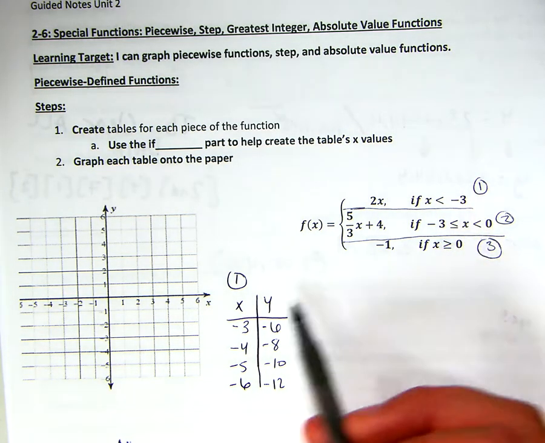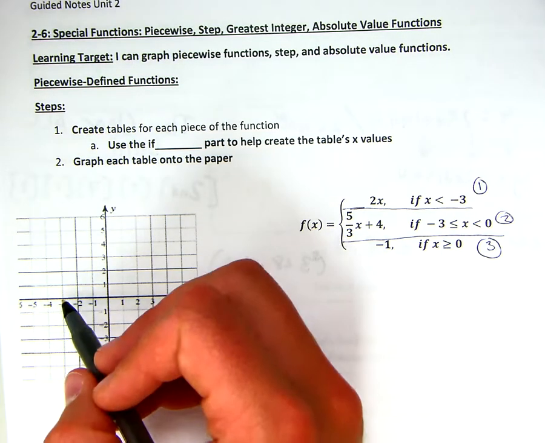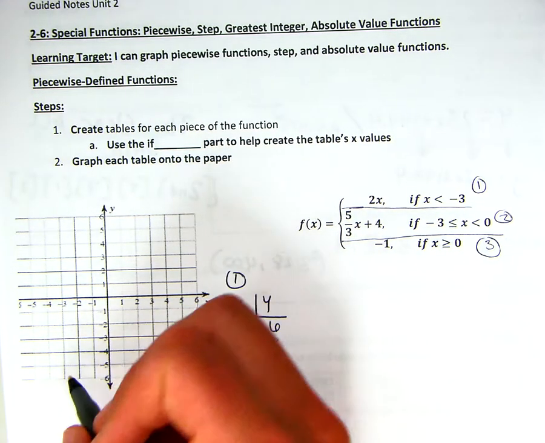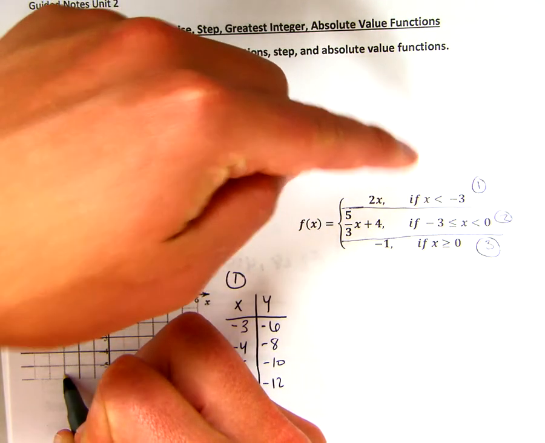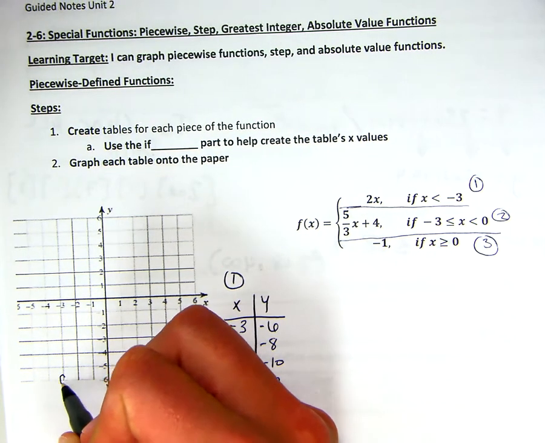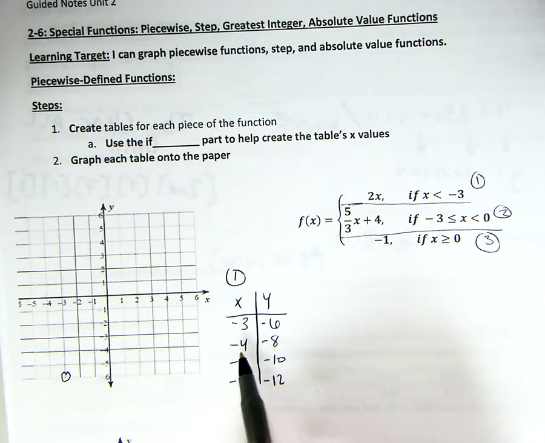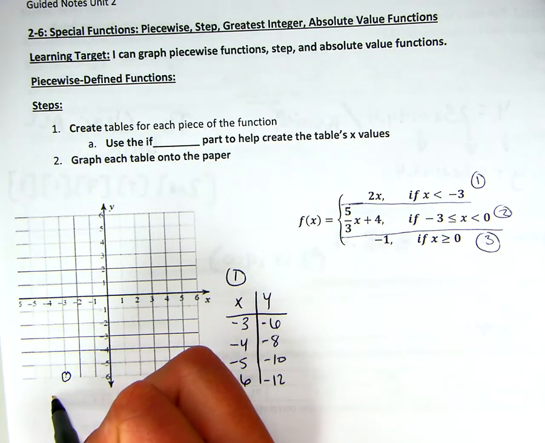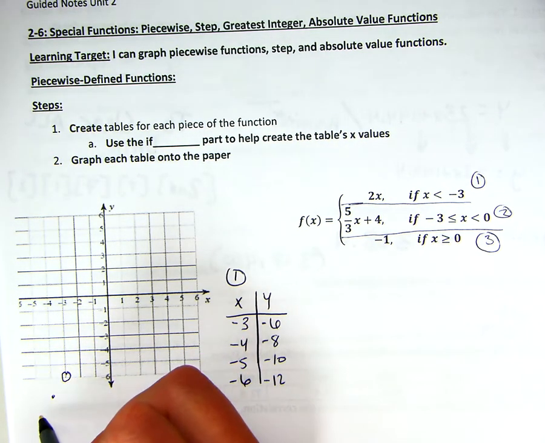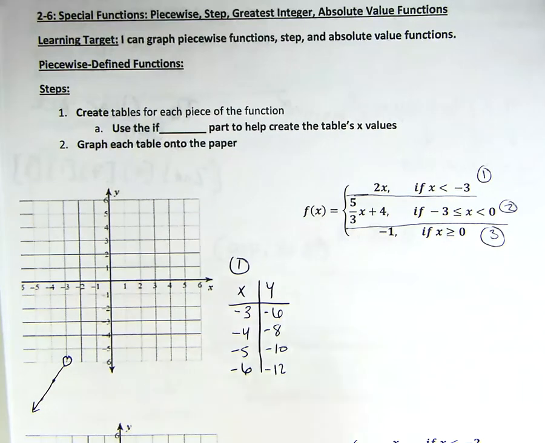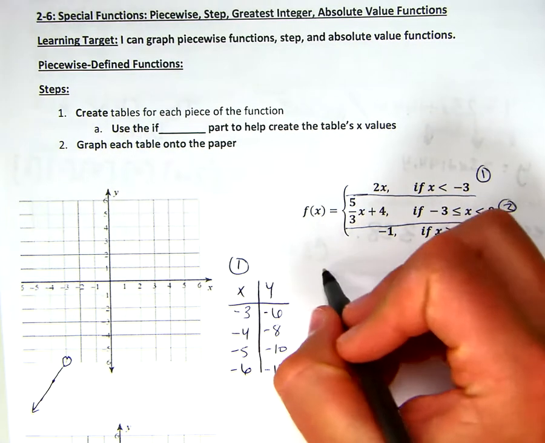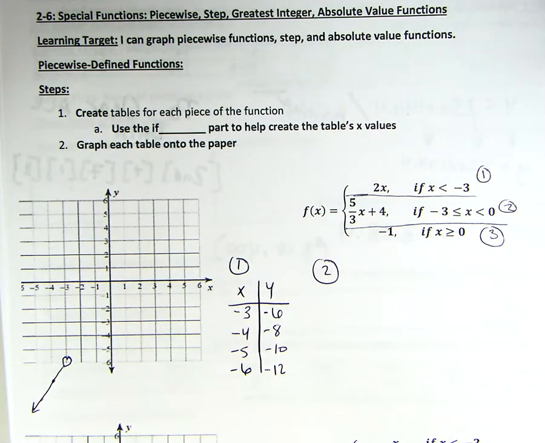Now that I have this, I go, okay, so -3 is my x. It's down to -6 right here. Now, the inequality is just a less than, so it's an open circle. I'm going to plot -4, -8, and -5, -10, and then make my line. So that's just the first part. That's just the first one that we've done. Again, there's going to be 3 lines here, 3 graphs.